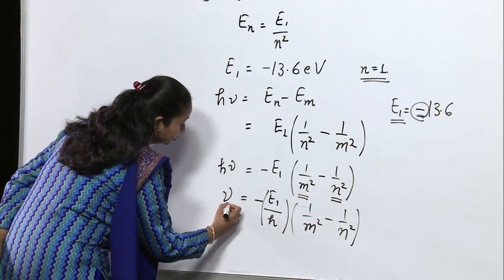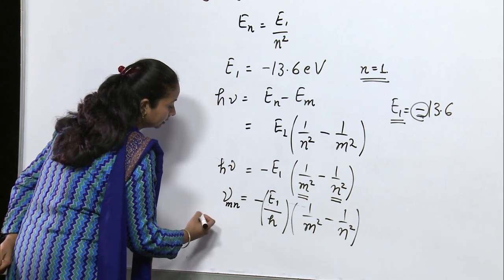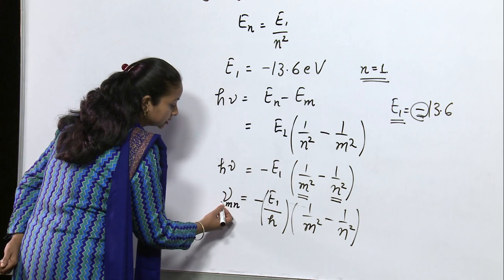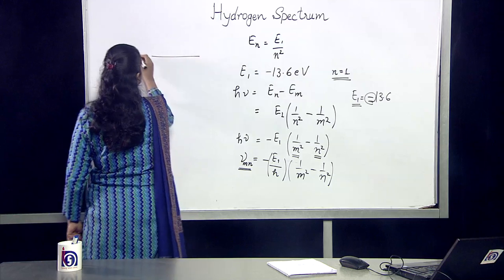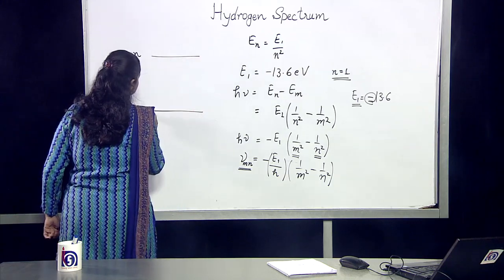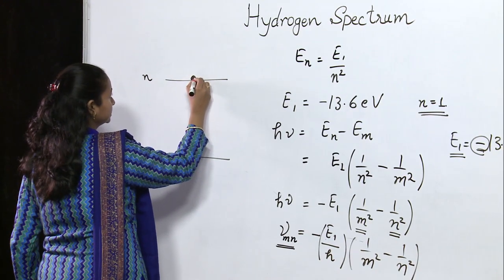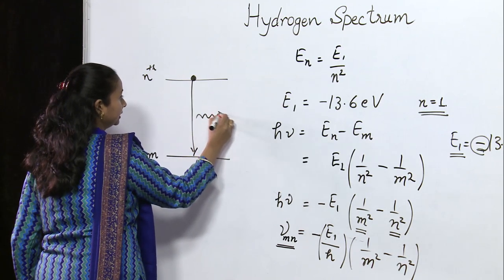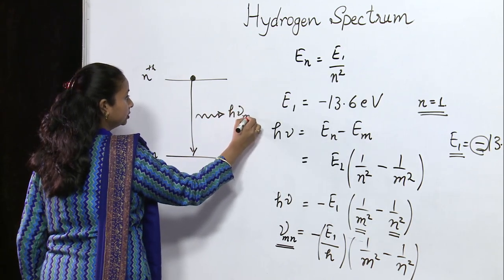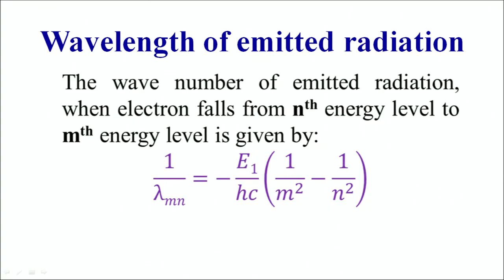Here, we can introduce a subscript, that is, nu mn. This means that this is the frequency corresponding to the transition from the nth state to the mth state. The electron which is in the excited nth state will make a transition by the emission of a radiation having a frequency nu mn. The corresponding wavelength of the emitted radiation is written as lambda mn, which is represented as the wave number of the emitted radiation.